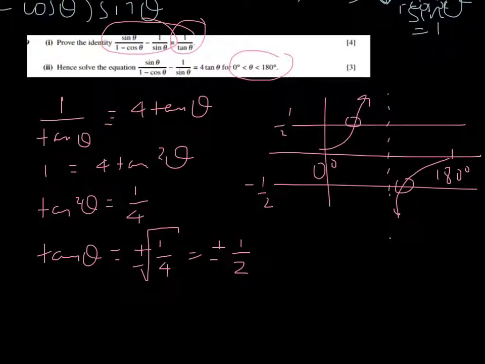If I plug those into the calculator and do inverse tan of a half, I get 26.6 degrees. Remember, for angles in degrees, we always round to 1 decimal place. And to get the other answer, I'm just going to take 26.6 degrees away from 180. So I get 153.4 degrees. And we're done.